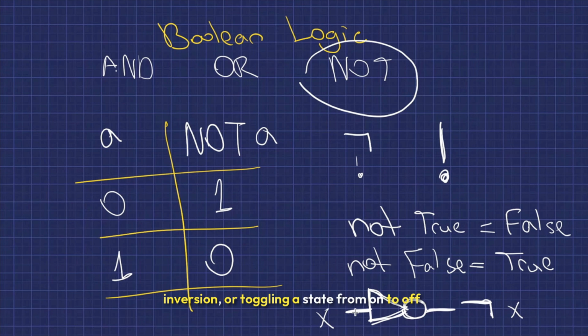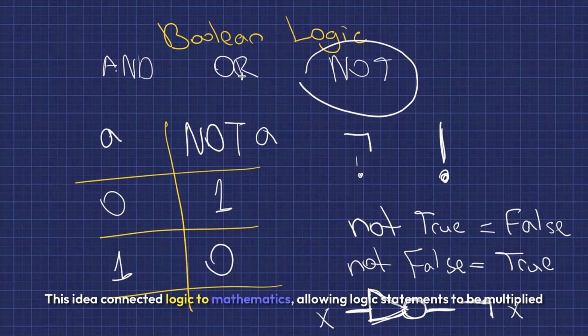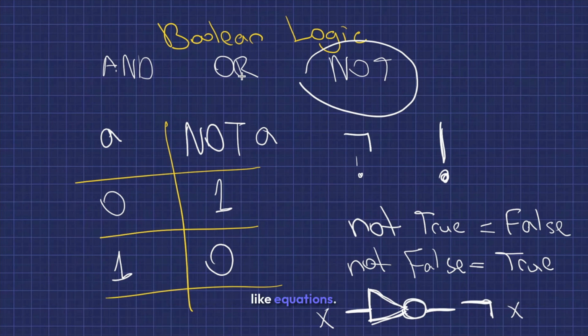Now George Boole used multiplication for AND and addition for OR. Why? Because their behavior is similar to arithmetic, and using symbols made the system easier to work with. This idea connected logic to mathematics, allowing logic statements to be multiplied like equations.